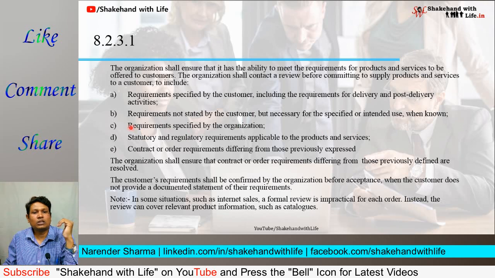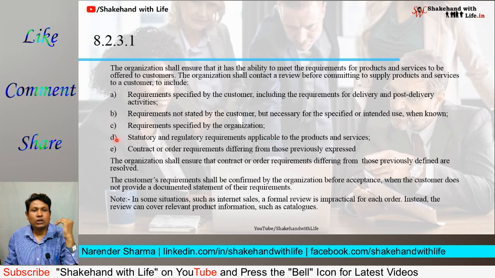C says requirements specified by the organization. These are requirements specified by the organization which is going to manufacture a product or deliver services. These may be the number of people required to complete the project, the competency of the people to manufacture a product or deliver a service, what type of people are going to work on the processes, and how the data will be collected in the process.